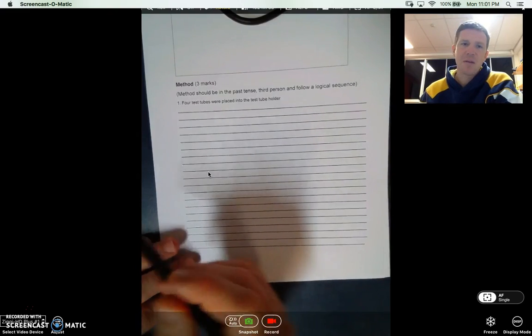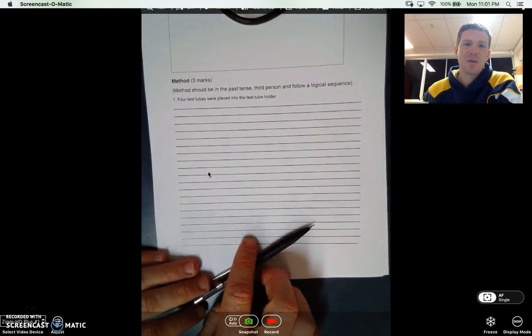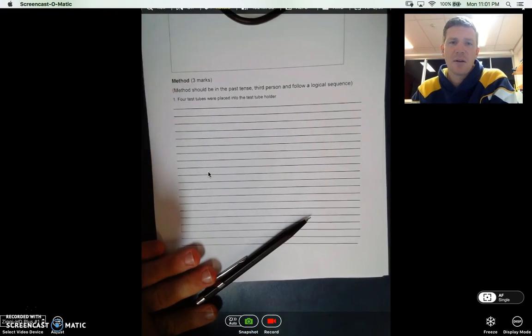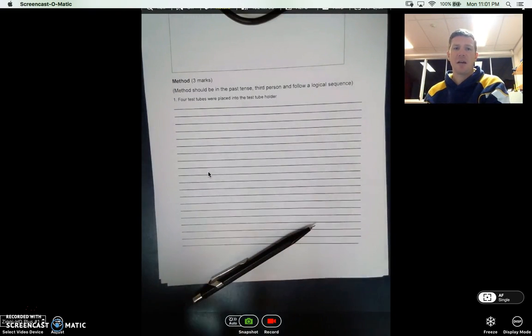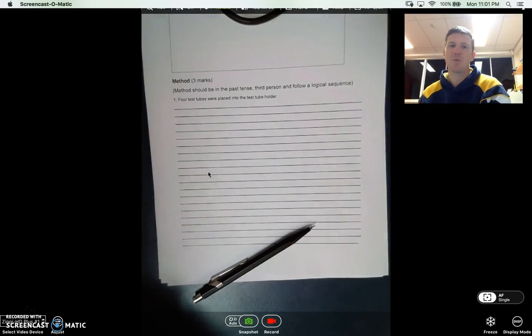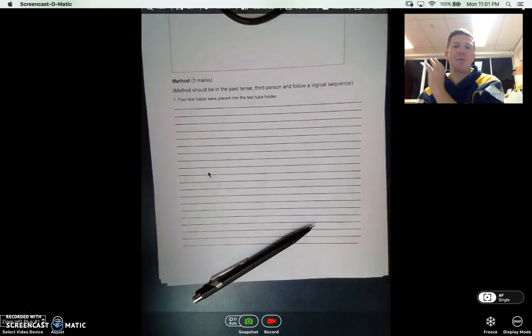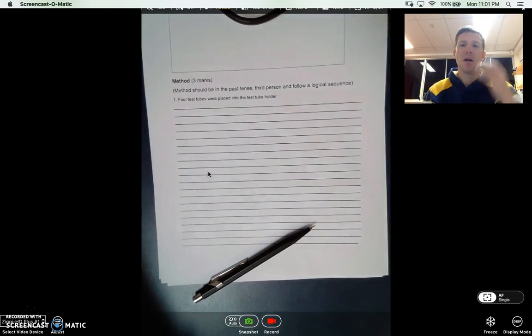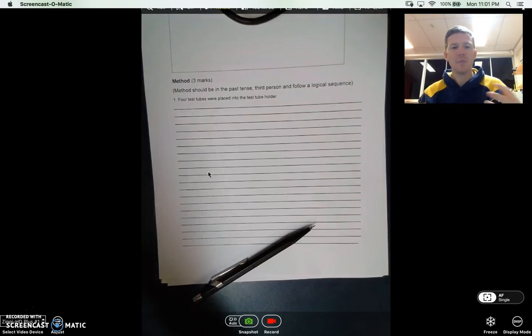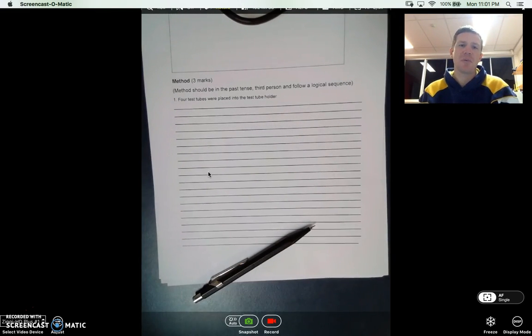Okay, your method, we need a couple of things here. First person, past tense. Okay, we write as it has occurred. So 4 test tubes were placed in the test tube rack. It's happened in the past. Even if you write this before you do the experiment, which I encourage you to do, you still have to write it in past tense.